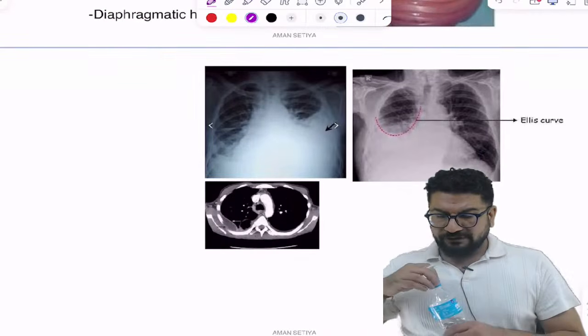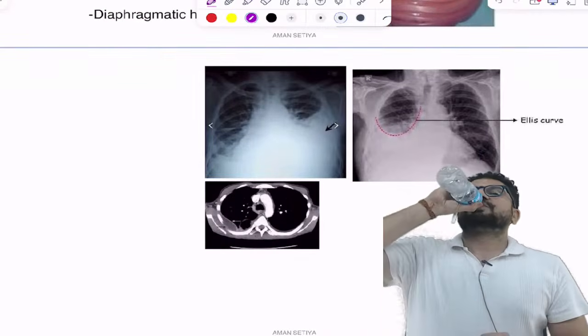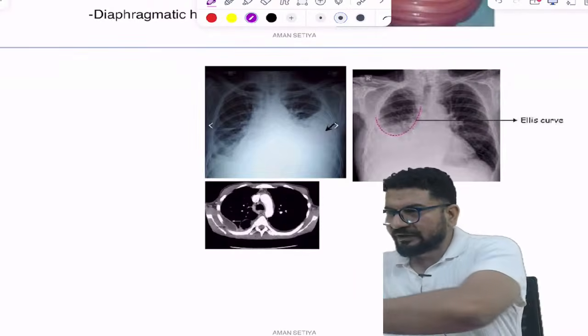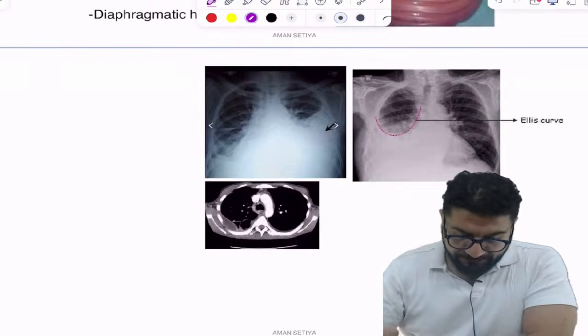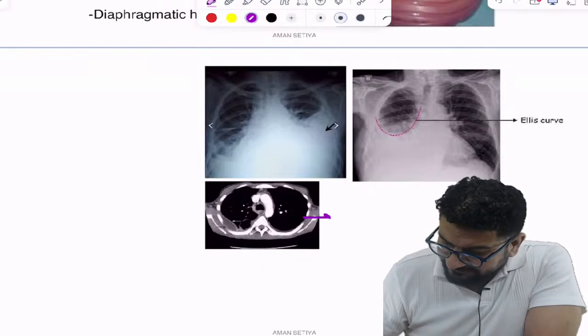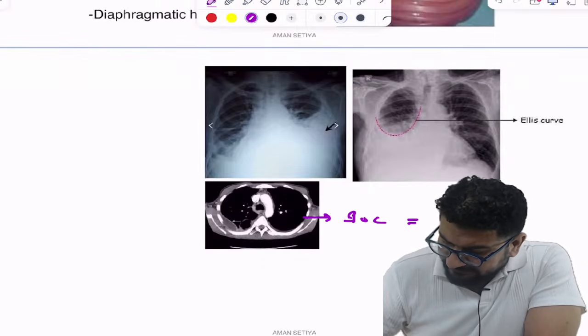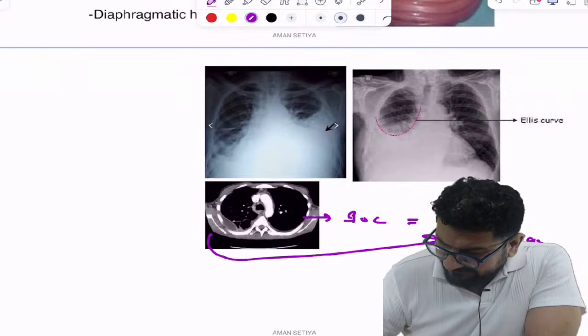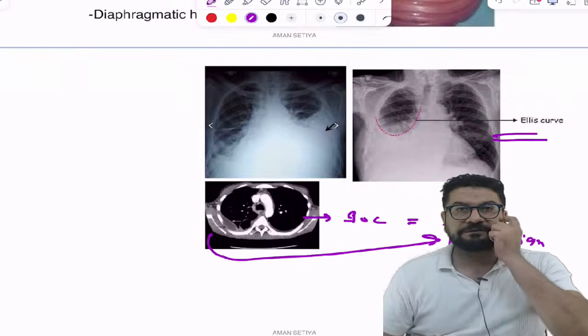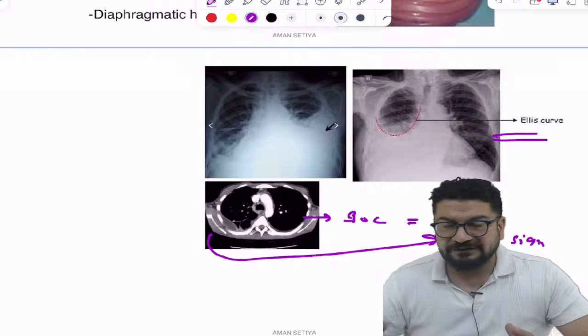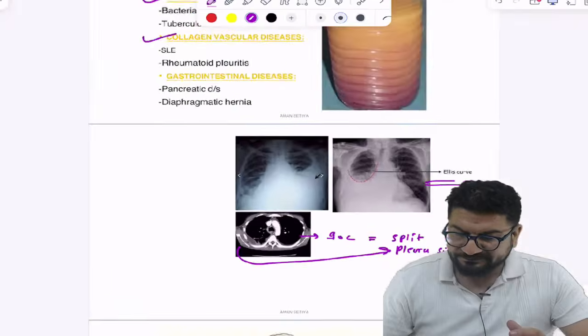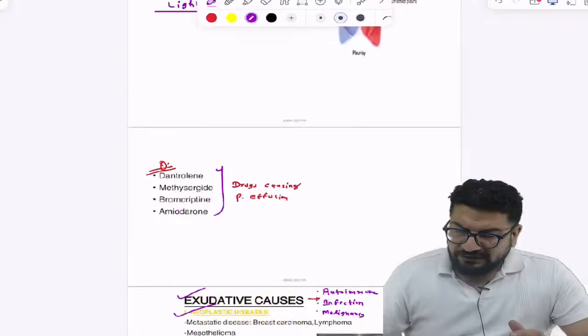Now they ask what we get. Investigation of choice for minimal effusion is CT scan, and in this you will get the sign called split pleura sign. And sometimes we can get Ellis curve. In X-ray you can see a sigmoid-shaped curve, we call this Ellis curve.